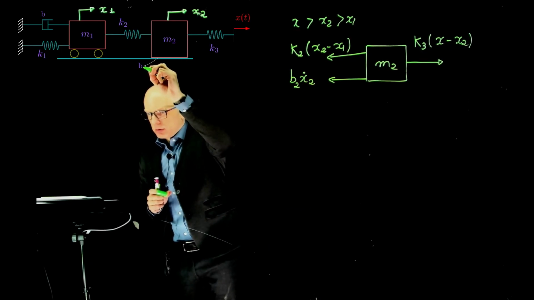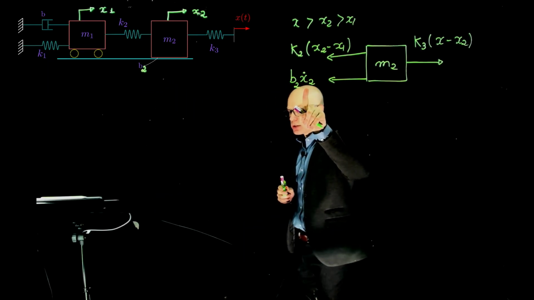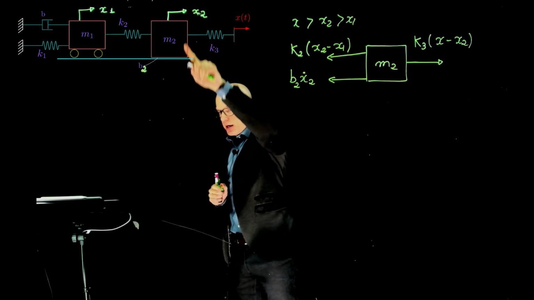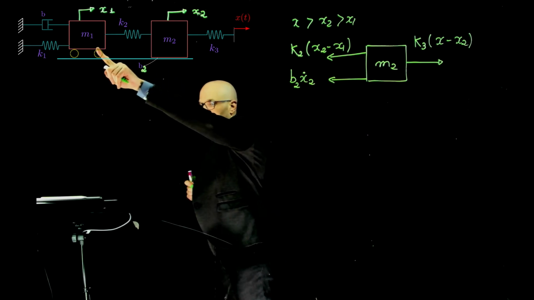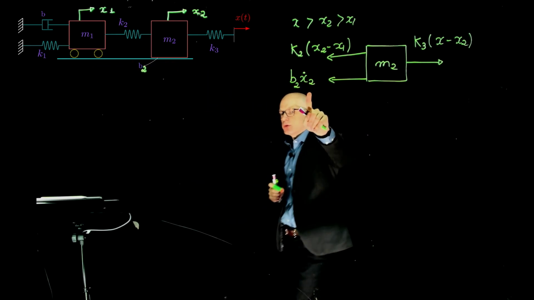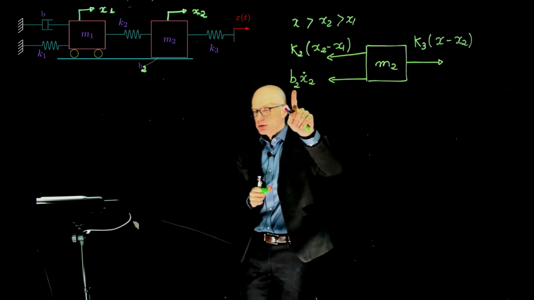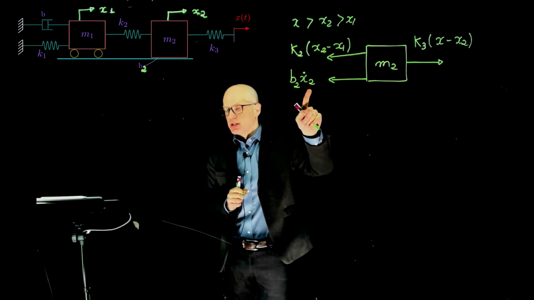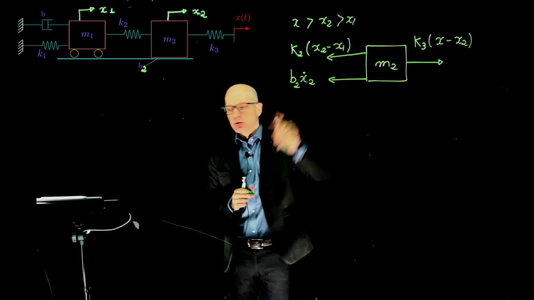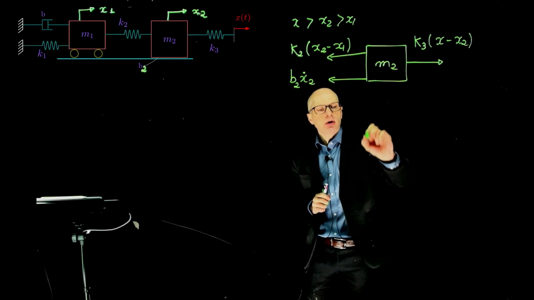Exactly. It does not depend on x1 dot, see, because it only depends on this mass and the surface. It's not connected to M1. M1 has nothing to do with the amount of friction this produces. This friction only depends on how fast this mass moves. Therefore, x2 dot, which is the speed of this mass, times the coefficient of viscous friction. Right? So these are all the forces on that mass.